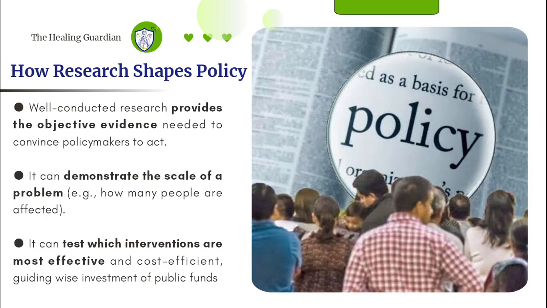Research shapes policies in public health. Well-conducted research provides the objective evidence needed to convince policymakers to act. It can demonstrate the scale of a problem, for example, how many people are infected. You find they have published a research finding that it has been discovered the prevalence of HIV in Mbarara is now at 41%. So it demonstrates the scale of a problem. It is not the same as simply knowing that HIV rates are high, and all these are used in practice.